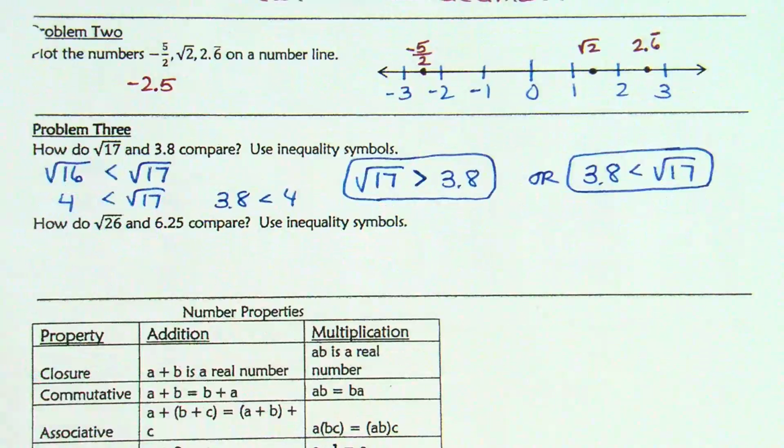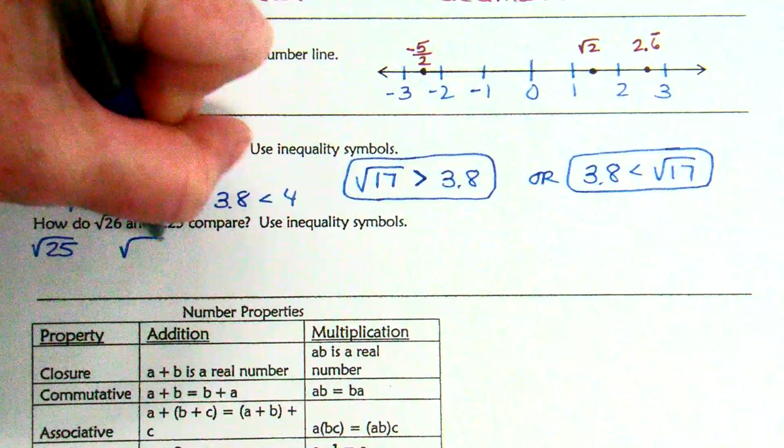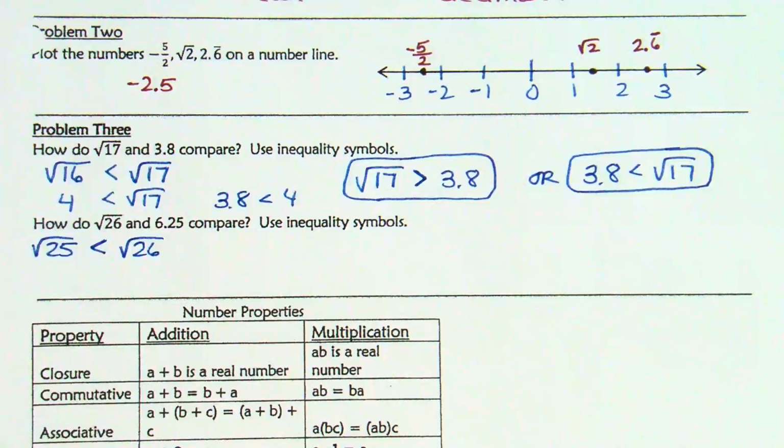One more in this section. How do the square root of 26 and 6.25 compare? So what comes to your brain when you think square root of 26? Square root of 25 comes to our brain, yes? Okay, well, let's see what happens. The square root of 26 has to be bigger than square root of 25, yes? Or square root of 25 is less than square root of 26, which either way you want to say it.